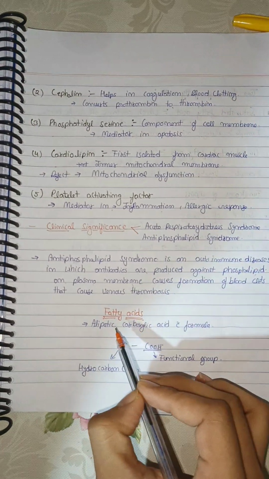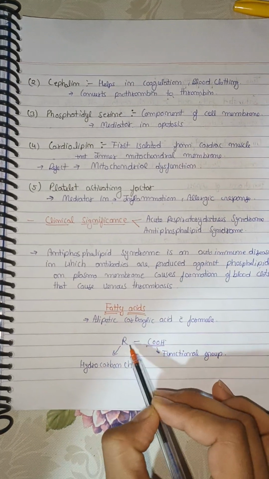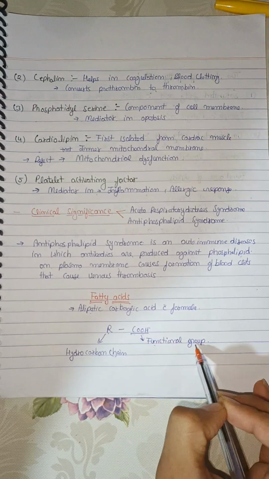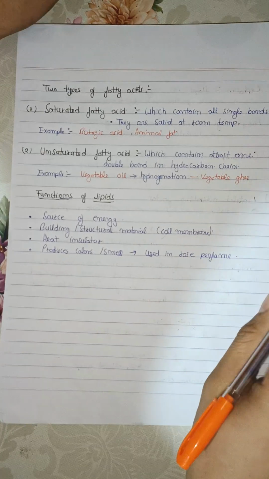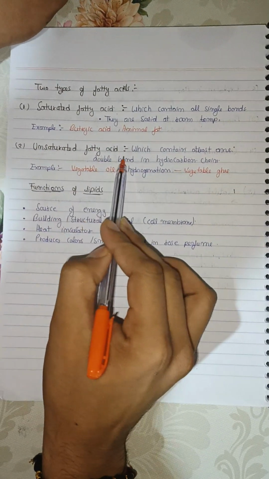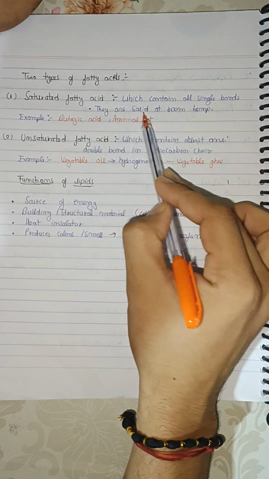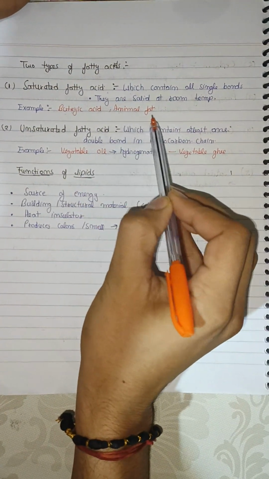Now the fatty acids. Fatty acids are aliphatic carboxylic acids. Here is the formula: R is the hydrocarbon chain and COOH is the functional group. Fatty acids are also divided into two types: saturated fatty acids and unsaturated fatty acids. Saturated fatty acids contain all single bonds. They are solid at room temperature. Examples are butyric acid and animal fat.